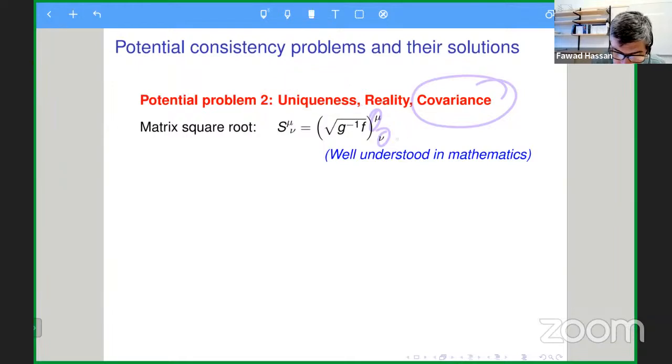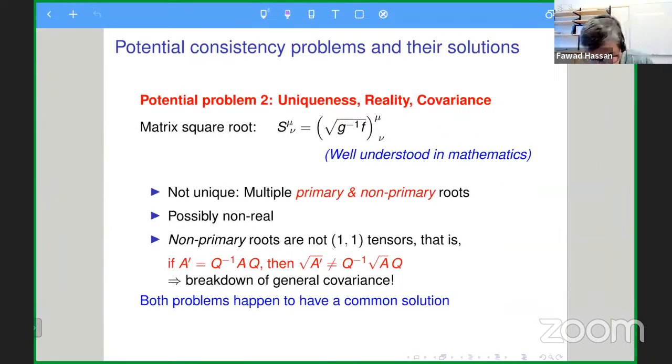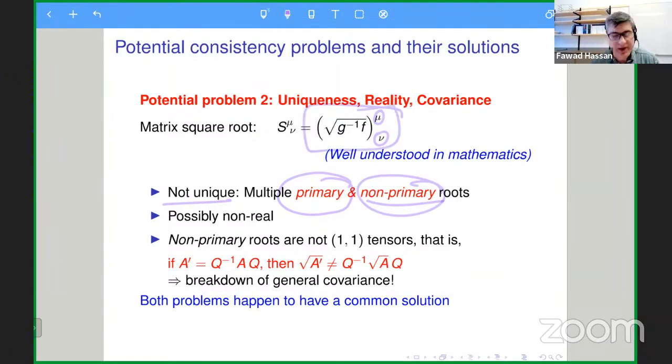And now, however, all these issues actually get resolved in the following way. First of all, as we said, the square root is not unique. So you have a number of square roots which are called primary and some which are called non-primary. All the primary ones are good, in the sense that for primary square roots, this quantity, the square root, actually transforms like a 1-1 tensor. So when you build functions from it, your action is generally covariant. For non-primary square roots, this quantity does not transform like a 1-1 tensor, so your action will not be covariant. So you will lose covariance.